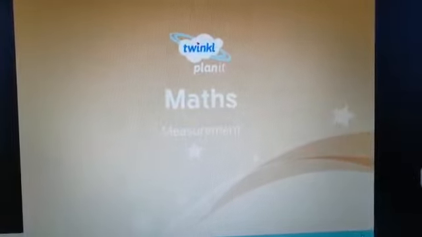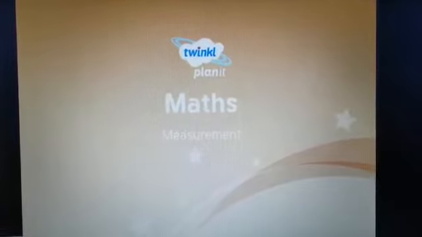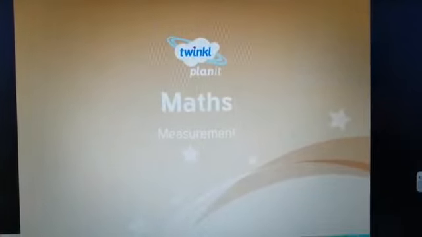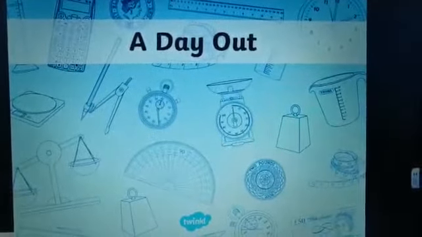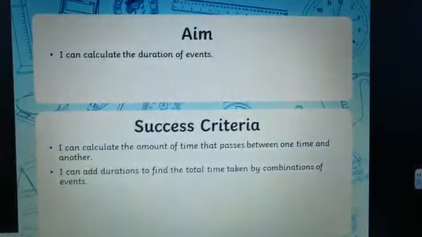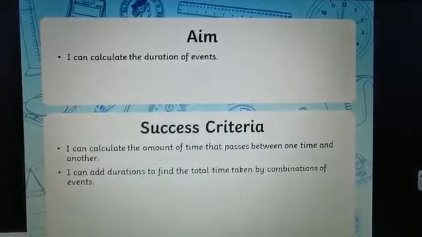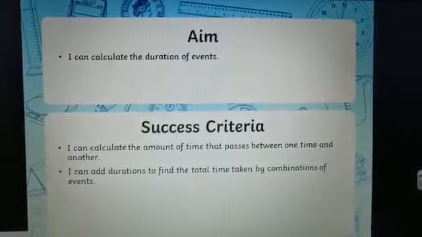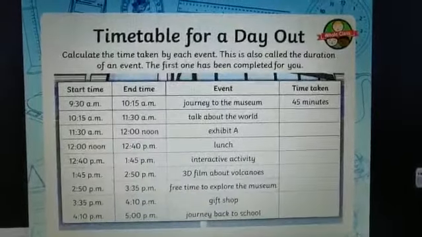Good morning, Year 3. Today we're going to be looking at how to compare times of events. So how long do events last and how do we compare them, which is greater, which is longer. So we're going to look at a day out for Year 3. We're going to be able to calculate the amount of time that passes between one time and another, and we're also going to add durations to find the total time taken by combinations of events.